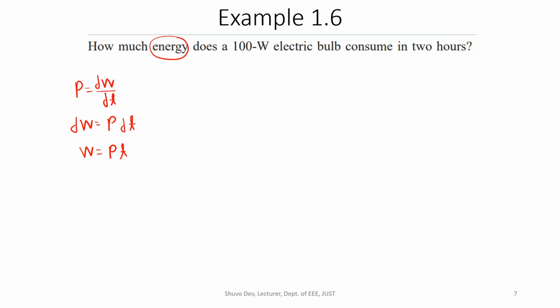So the rating of the bulb is 100 watt. This 100 watt bulb is connected to some sort of energy source for 2 hours. So what is the total value of the energy? P is equal to 100 watt and T is equal to 2 hours. So it will be 200 watt hour.